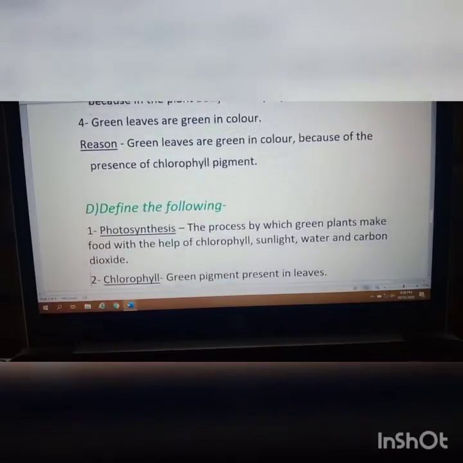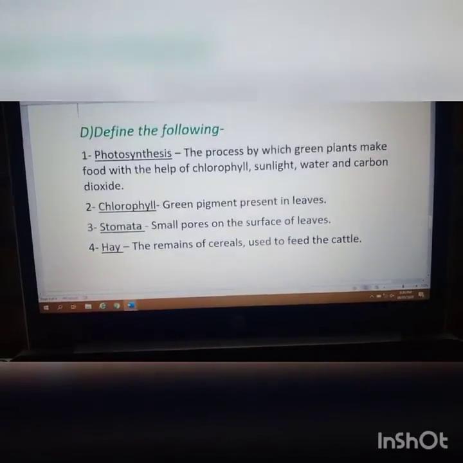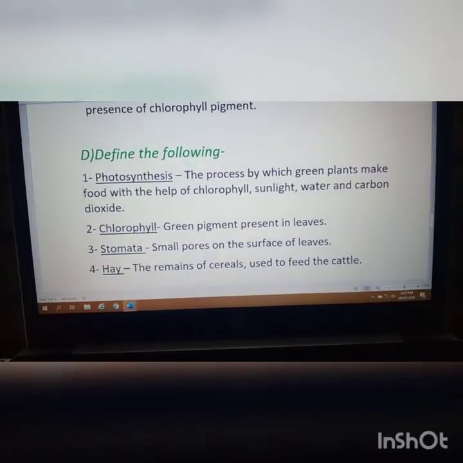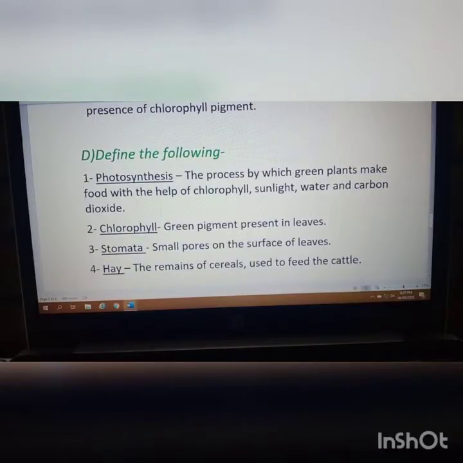Now let's move to our next section of questions that is define the following terms. So the first term given here is photosynthesis, a very important term related to our science subject. Photosynthesis is the process by which green plants make food with the help of chlorophyll, sunlight, water and carbon dioxide. And it is a very important process that goes on inside the green plants. And because of this process, plants make their own food. Okay, students. Now, term number 2, that is chlorophyll. Chlorophyll is a green pigment present in leaves.